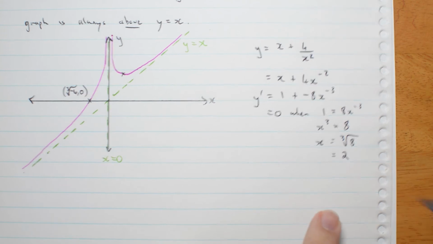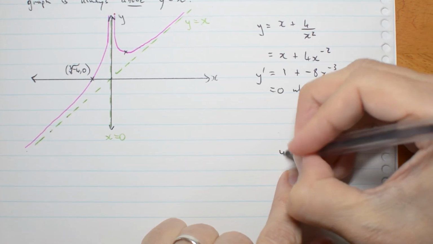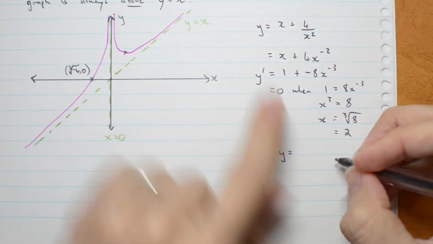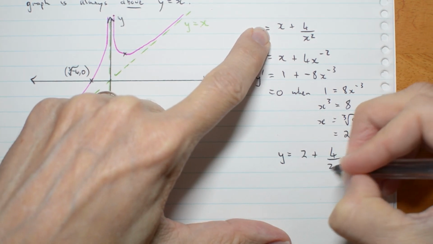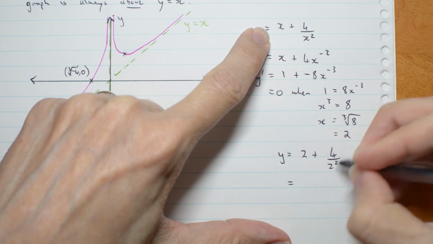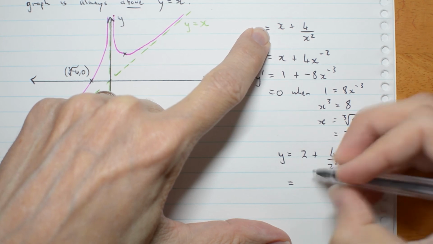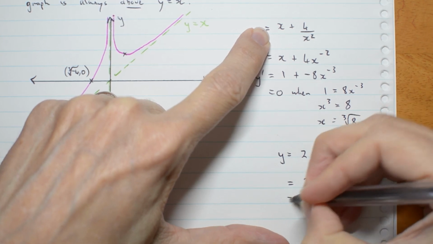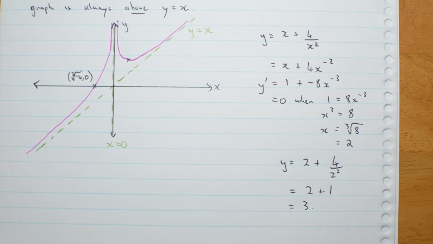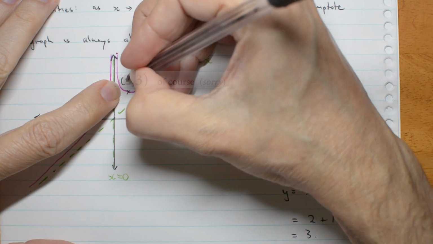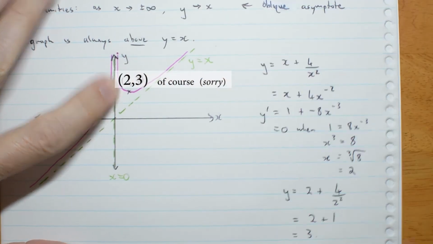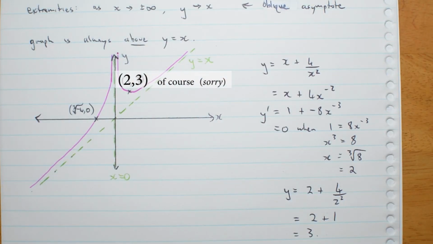And if x is 2, what's y? At this point, y is 2 plus 4 over 2 squared. Well, that's 4 over 4, so it's 2 plus 1, which is 3. So the coordinates of this turning point are 2 across and 3 up. And I have already drawn enough information on there to make a reasonable sketch.